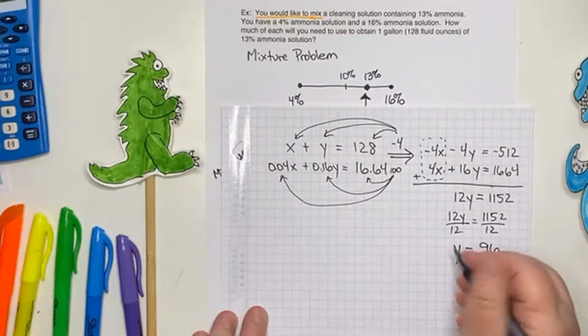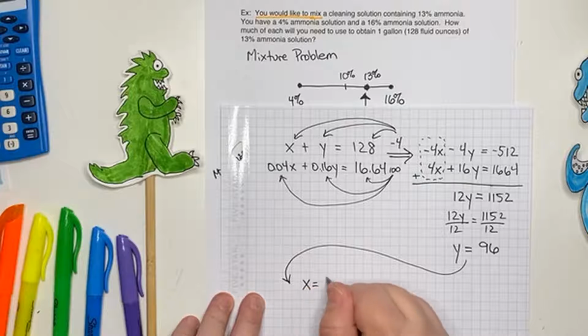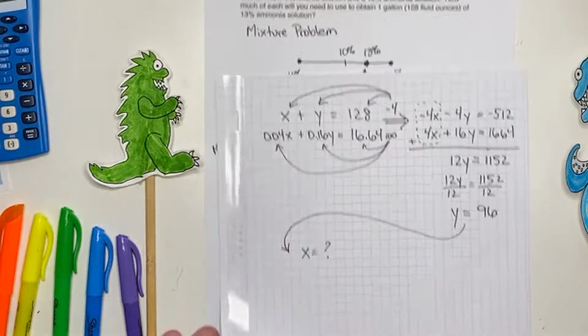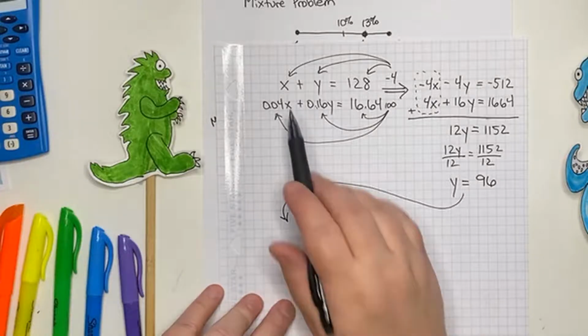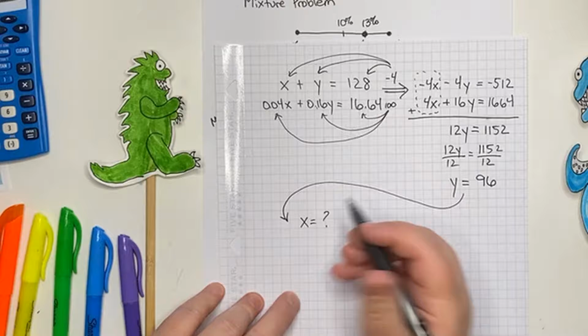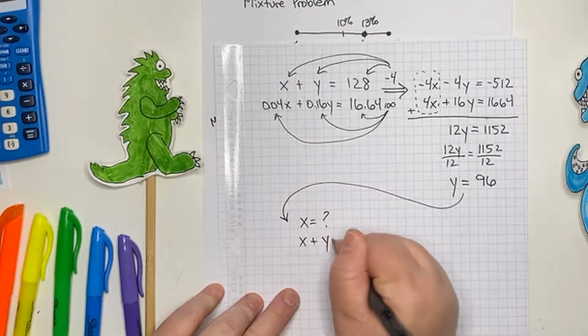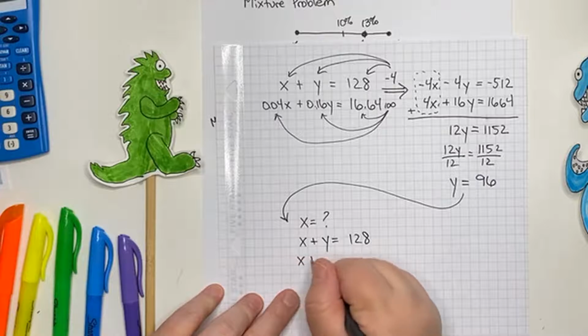Okay. So at this point, hopefully you're feeling very used to this part where I say, are we done? And you're going to say, no, we're not done. We need to find x. We know what y is. Now we need to find x. Well, the really cool thing about mixture problems is usually one of the equations originally is a very simple equation. X plus y equals 128. And I know y is 96.